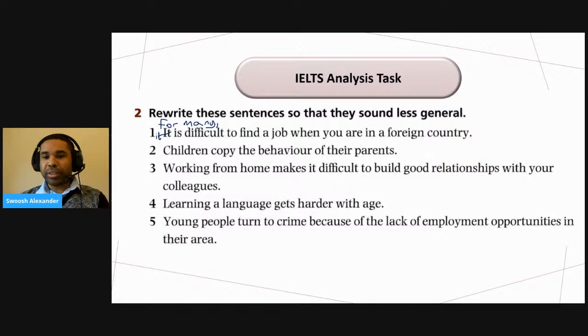And Jayshree, it's hard to get a job when you're in a foreign country. But the point is, we're trying to make this more specific and less general. So rather than it is hard, we could write for many it is hard. You've just obviously paraphrased hard with difficult. But to be more precise, we want to avoid it applying to every single person. There are very few situations that apply to every single person. So that's how we've modified the sentence.